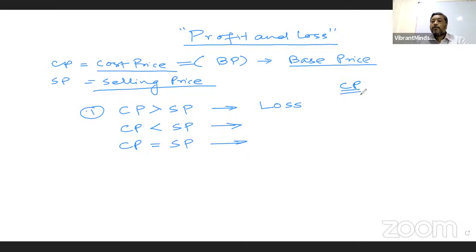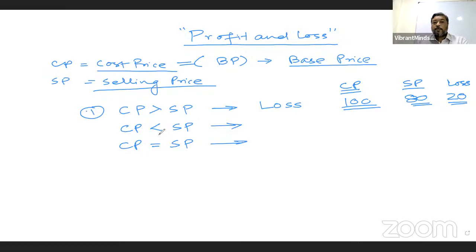Now how? Suppose cost price is 100 and you have sold that product to the consumer for 80. That means your investment is rupees 100, but your return is only rupees 80. So you are yet to recover rupees 20 from the investment. So your loss is 20. This is your loss. Are you getting it?